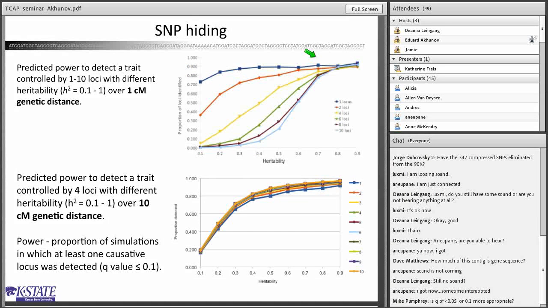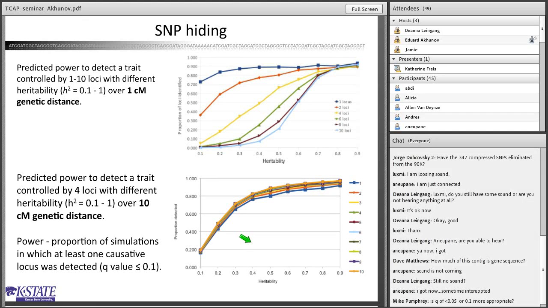But if we perform the simulation and then ask another question, where we say that, well, I'm fine with finding at least one marker that is located within 10 centimorgan genetic distance, then the situation changes dramatically. You may see that this is the simulation result for a trait that is controlled by 4 loci, and even for the traits with an average level of heritability like 0.4, we have quite high power to find a SNP.